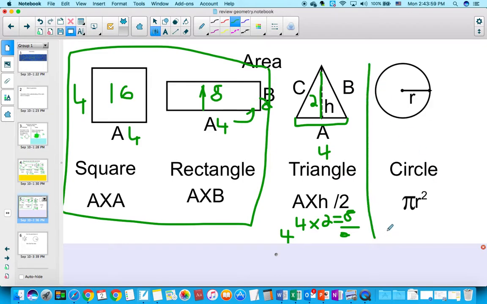Another hard one is our circle. Again, it's pi r squared, not 2 pi r. 2 pi r is perimeter. Pi r squared is area.